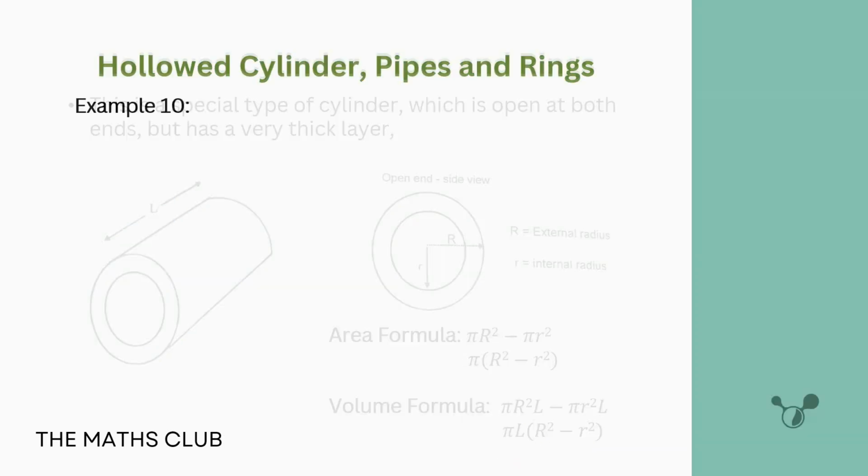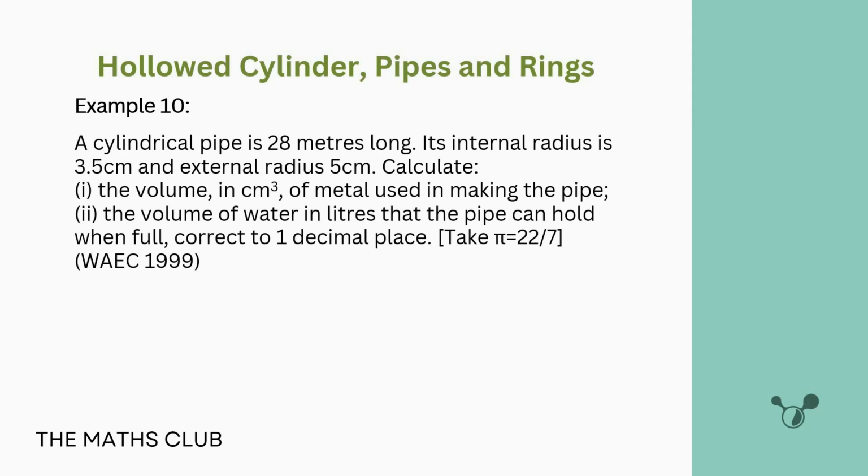Example 10 now states that a cylindrical pipe is 28 meters long. Its internal radius is 3.5 centimeters and external radius is 5 centimeters. Calculate the volume in centimeter cube of metal used in making the pipe and the volume of water in liters that the pipe can hold when full. Correct to 1 decimal place. Take pi to be 22/7. This is from WAEC 1999.